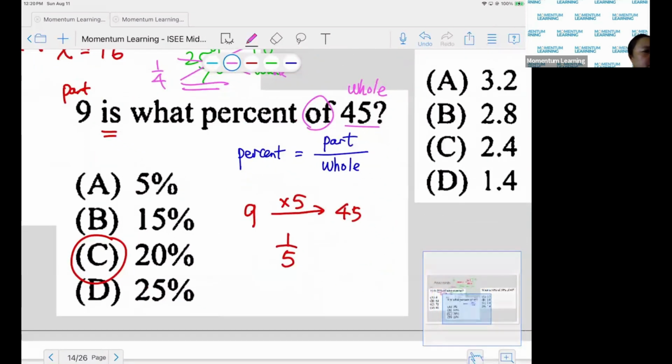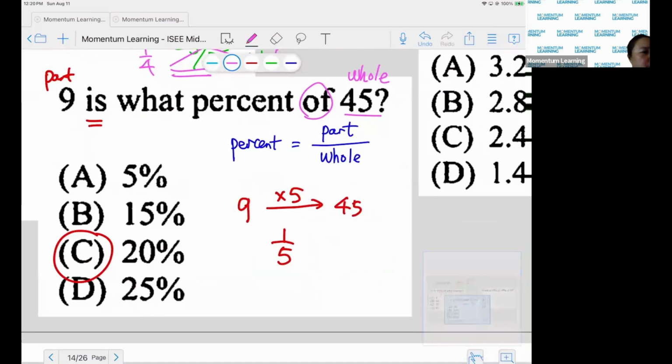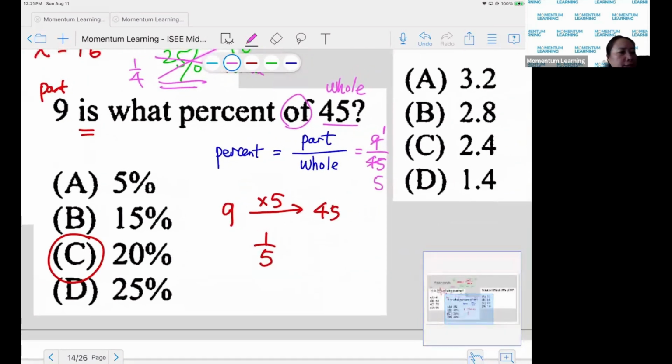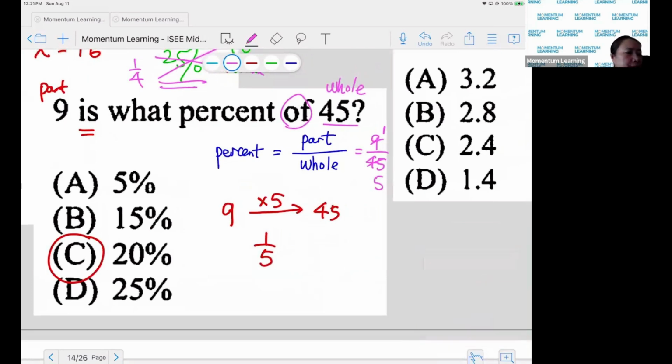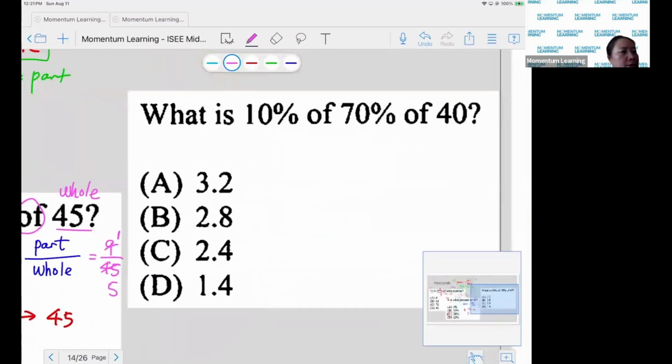The general strategy is percent equals the part over whole. And my part here is the 9, my whole is 45. So 9/45, that is 1/5. Whichever method works very well. So 1/5, when you change to the percentage, that's 20%. Okay, very good. Now let's look at our last one.